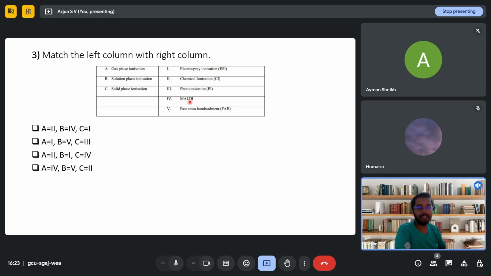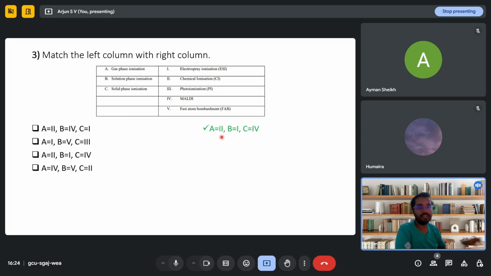MALDI, because the matrix is a very organic molecule. You mix your sample with the organic molecule to form a paste kind of thing, after which the laser will bombard it. So automatically your C4 will be the correct option here. If you find one, you can find the rest of the things. But your correct answer will be A2, B1, C4.